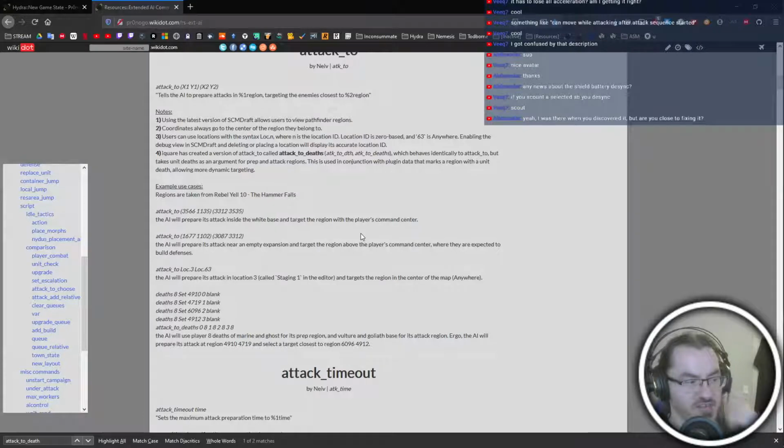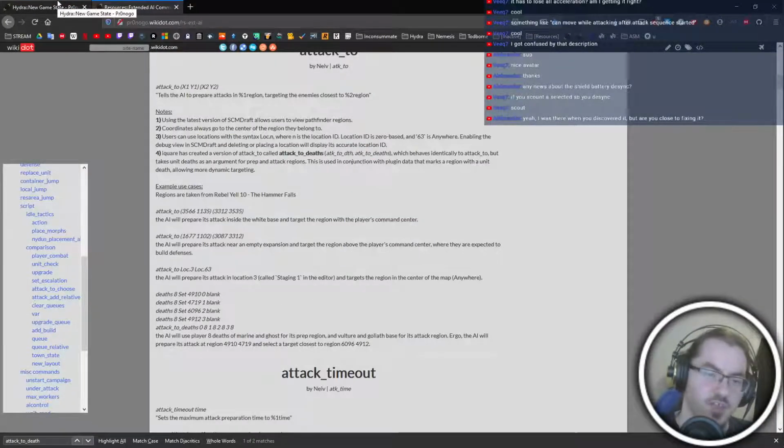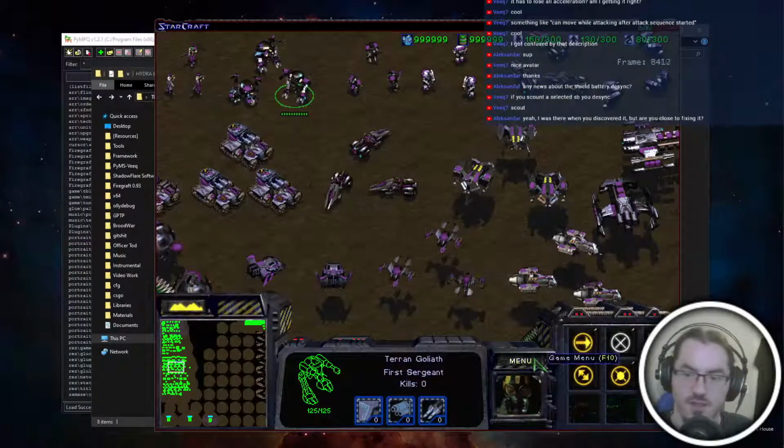Well, it's not even a selected shield battery. I think it's like any selected unit, but it's very specific. I've just disabled the hook for now, and we'll figure out what's wrong with it later.